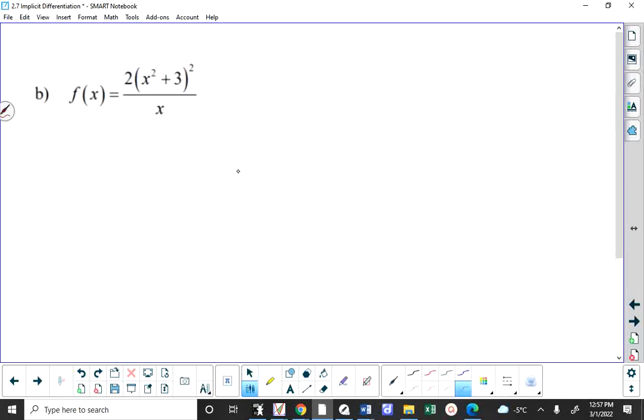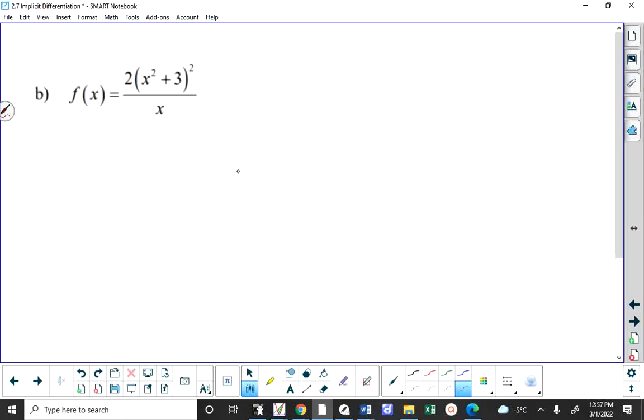Unless I am willing to FOIL out x squared plus 3 times x squared plus 3 and then multiply it all by 2, and then divide each term by the x in the denominator to avoid power rules and chain rules and all that, I have to use the quotient rule. And I'm here to tell you, if you do all that to avoid the quotient rule, you're going to be making more work for yourself. Because if you FOIL it all out, you need it to be factored in the end.